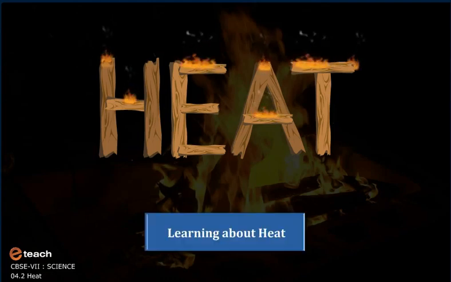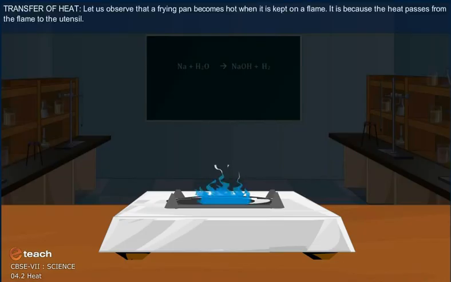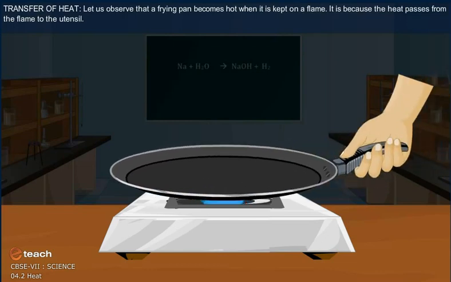Learning about heat. Transfer of heat. Let us observe that a frying pan becomes hot when it is kept on a flame.